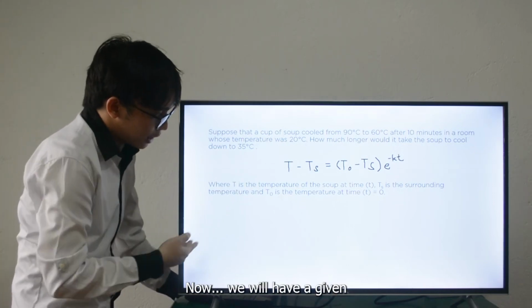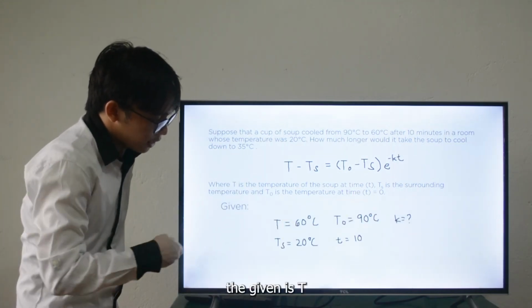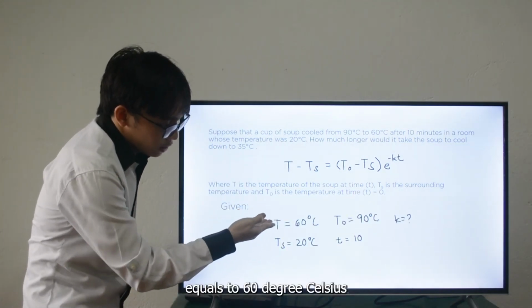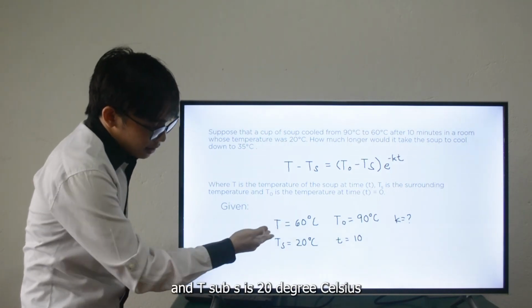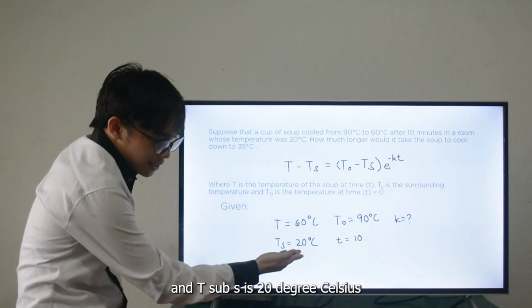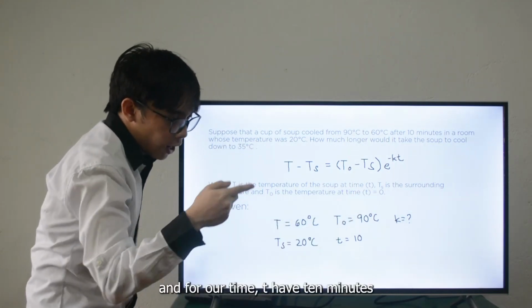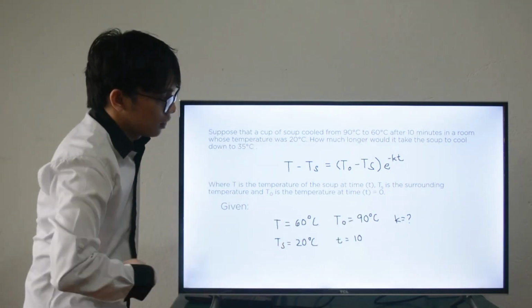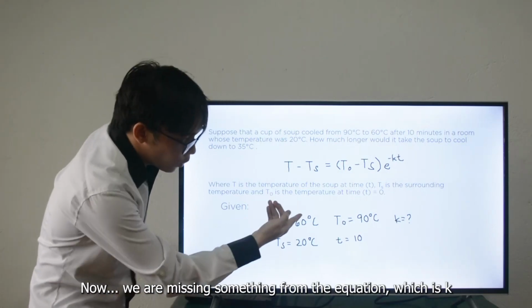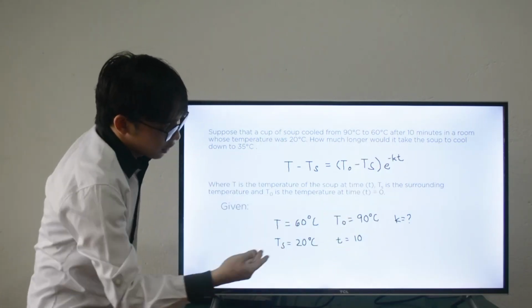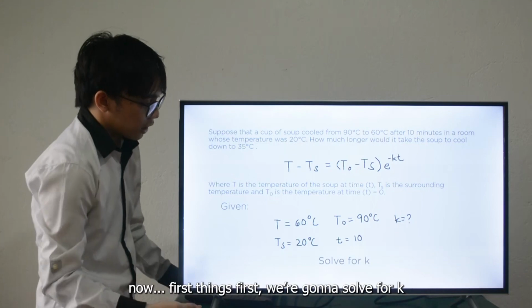Now, we will have a given. The given is T equals 60 degrees Celsius and T sub s equals 20 degrees Celsius, and T sub 0 we have 90 degrees Celsius, and for our time we have 10 minutes. Now, we are missing something from the equation, which is the k. First things first, we gotta solve for k.